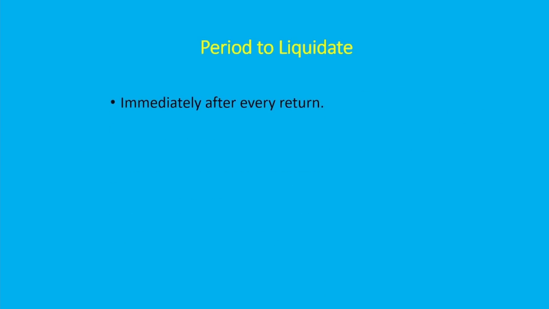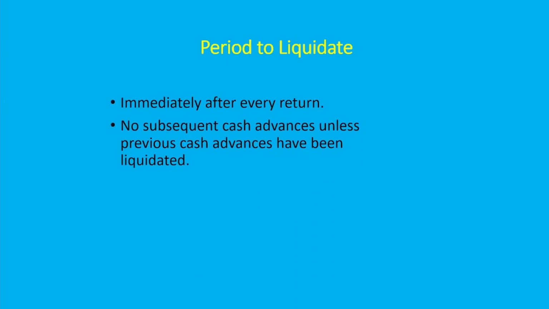So, period to liquidate: immediately after every return. No subsequent cash advances unless previous cash advances have been liquidated. This is the recommendation of the OCA. If the sheriff or process server has numerous cash advances and he or she is not liquidating them, then no subsequent cash advances unless previous cash advances have been liquidated.